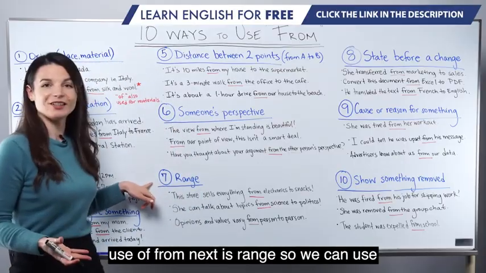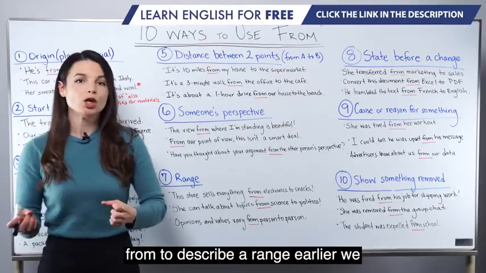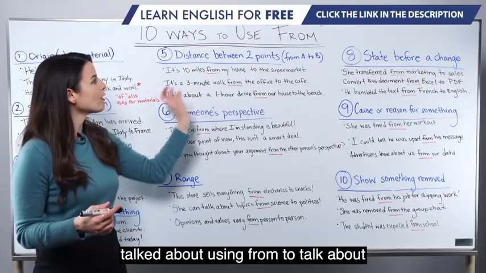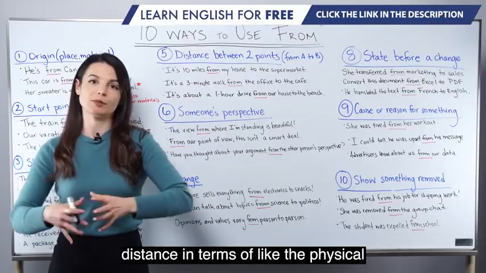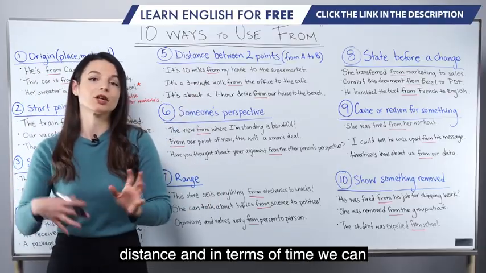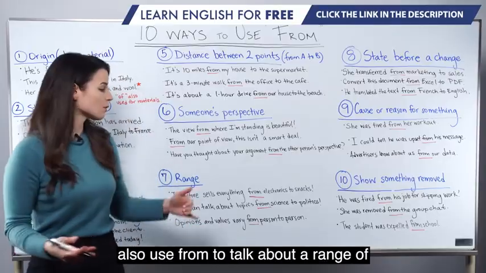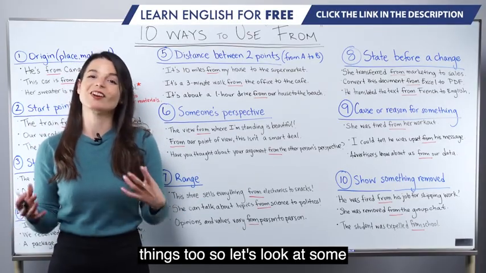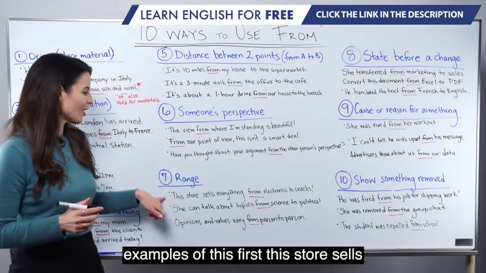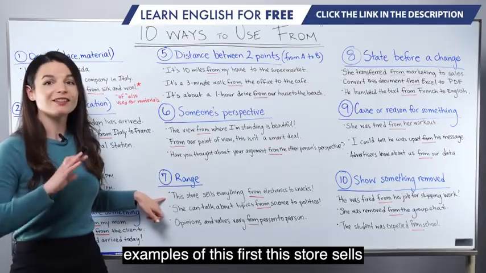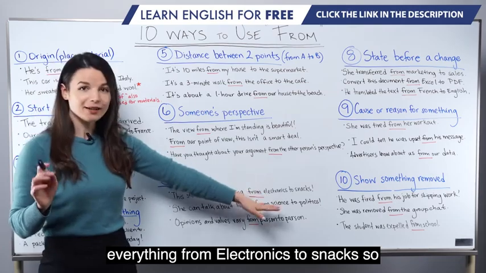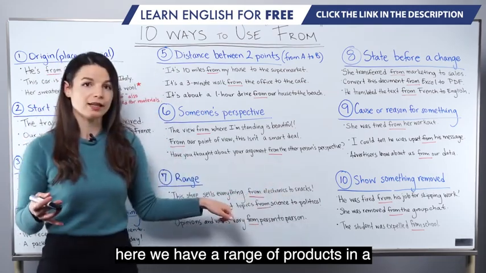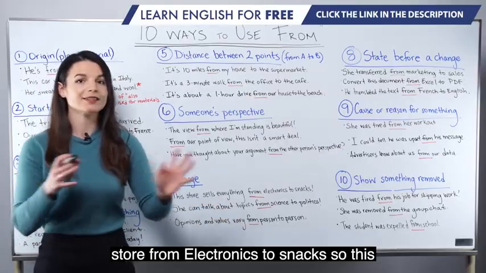Next is range. So we can use from to describe a range. Earlier, we talked about using from to talk about distance in terms of physical distance and in terms of time. We can also use from to talk about a range of things too. So let's look at some examples of this. First, this store sells everything from electronics to snacks. So here we have a range of products in a store, from electronics to snacks.